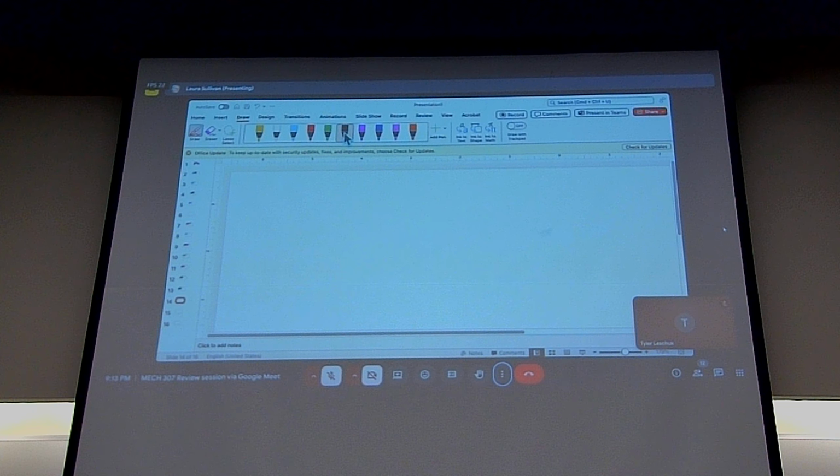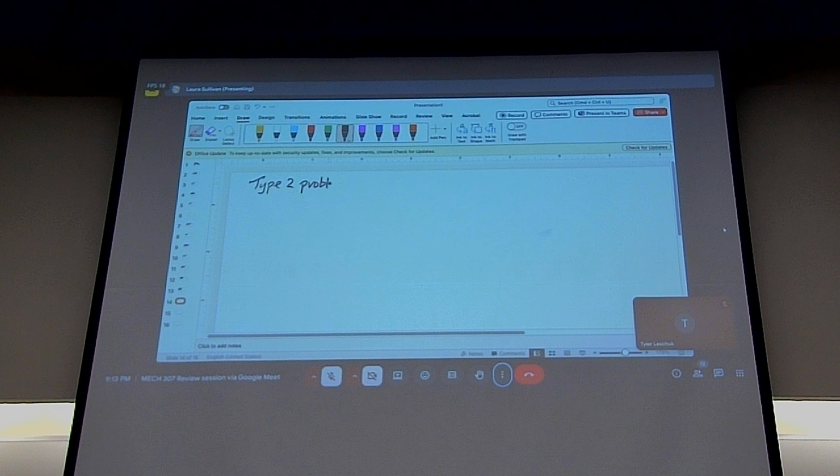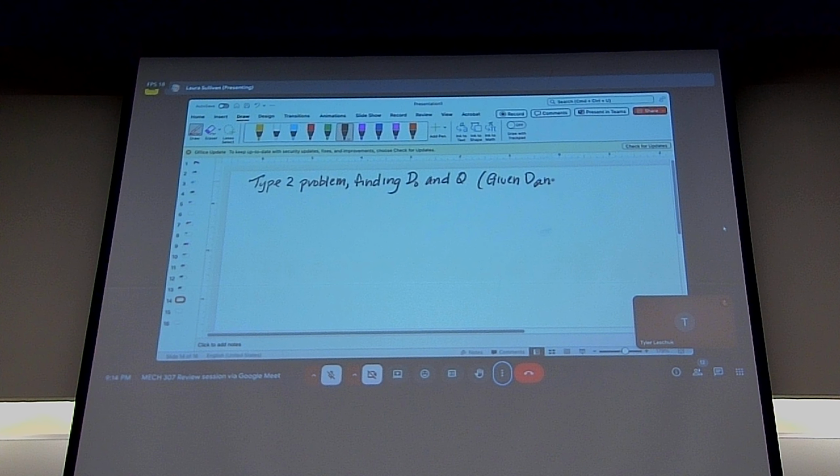So lastly, the last version of that problem, type 2 problem, would be typically for finding D0 and Q. So we're given D and T at 2 different temperatures.